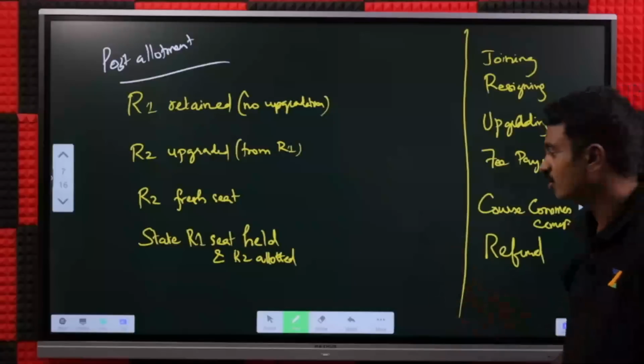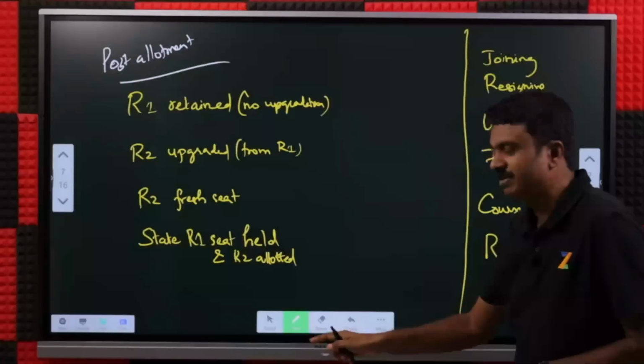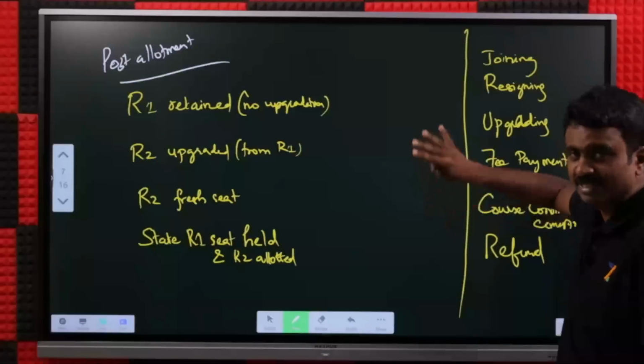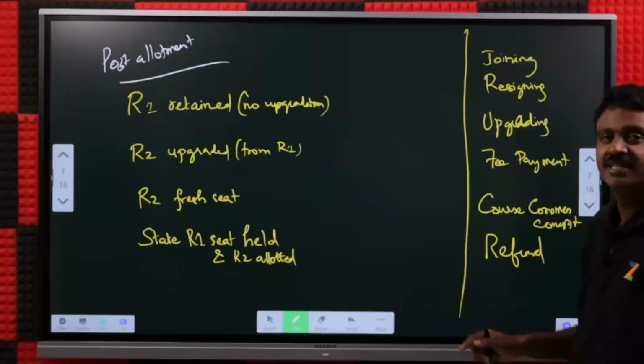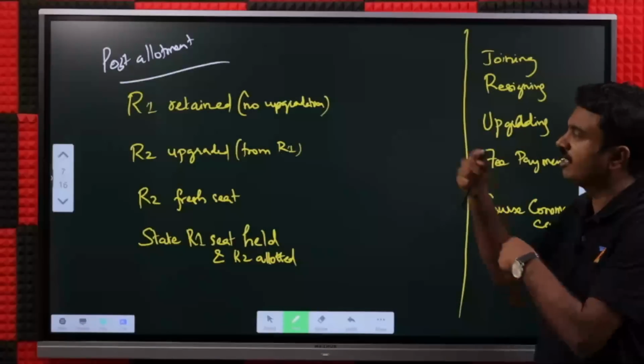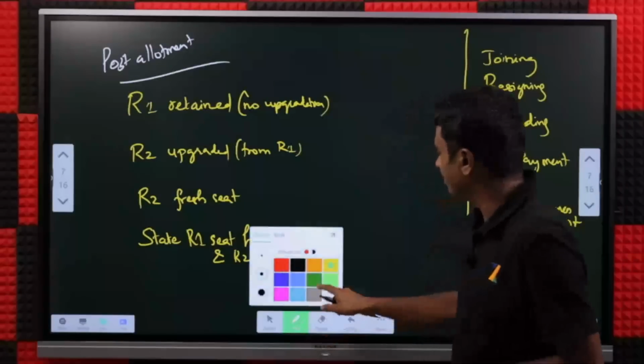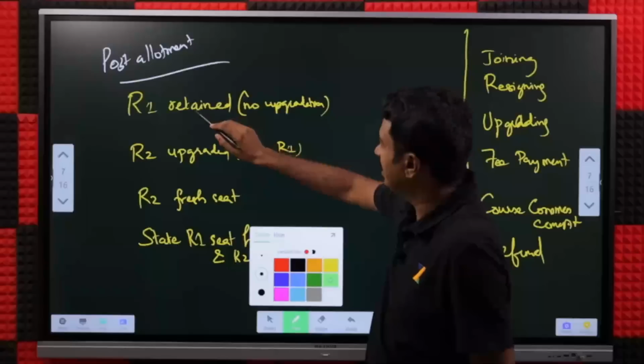For your scenario, you can come back later. If you are still busy finalizing your choices etc., you can skip this entire part but come back later. This is for those candidates who will fall into this criteria after allotment, after the entire process. So now we'll start with this R1 retained.